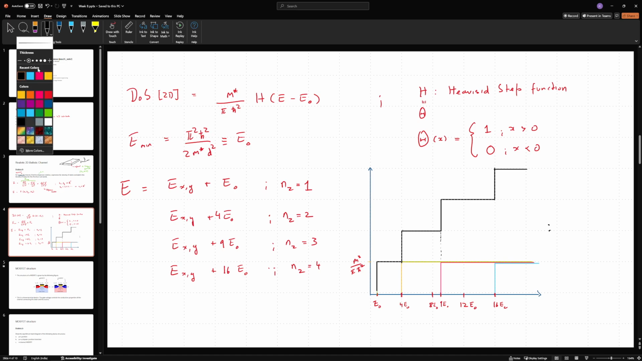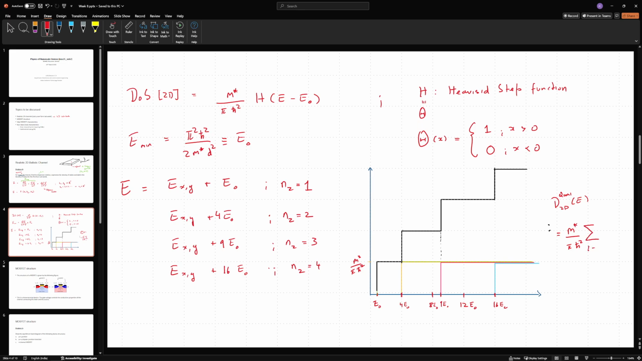So for a quasi 2D channel, the density of states, D quasi 2D of E, is going to be, of course there is a constant factor outside, so pi h bar squared, summation n equal to 1 to infinity, h of E minus n squared E naught. So this is the expression. So it is going to be a sum of step functions, and this is how it's going to look.